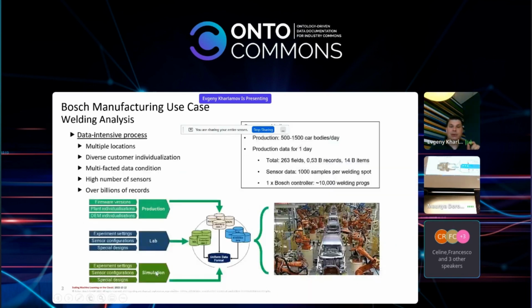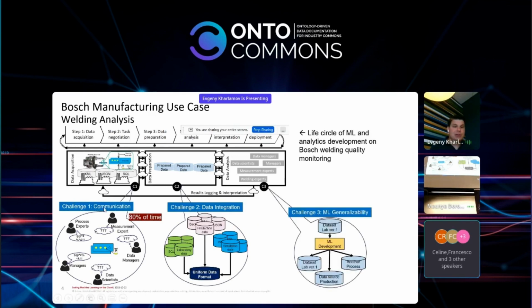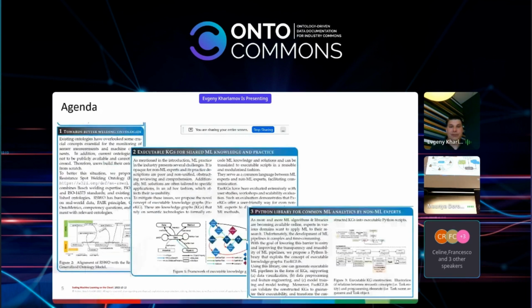You put two pieces of metal together. Applications are production of car bodies, so this type of manufacturing is very data intensive. Zillions of data points are generated, billions of data records in one production day. So what we develop in Bosch is the solution to analyze this data and predict quality of the welding operations. We do this with ontologies, addressing the communication problem, the data integration problem, and the machine learning generalization problem.